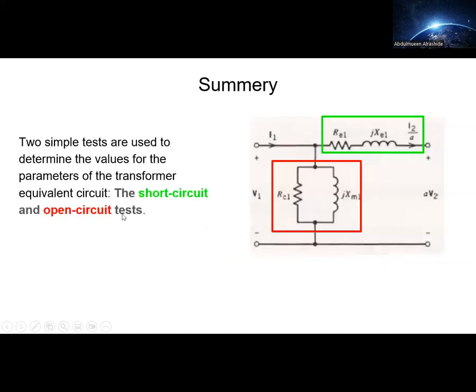This is a summary of it. So we're basically going to implement two experiments. The first one, the open circuit test, is due this week, and the short circuit test is due next week. The open circuit test is to get the magnetization losses, and the short circuit test will get the other losses, which are the copper losses in the winding.